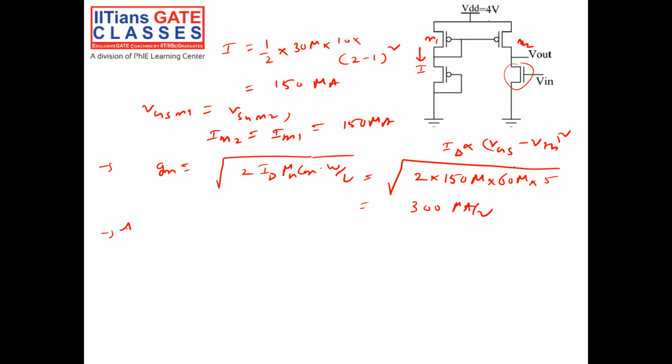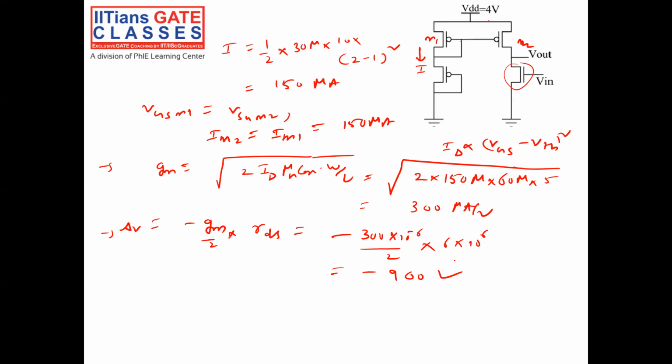Now AV is equal to minus GM by 2 into RDS, equal to minus 300 into 10 power minus 6 by 2 into RDS. How much is RDS, guys? 6 mega, 6 into 10 power of 6. So that cancels, and we get minus 900. So this is my answer.